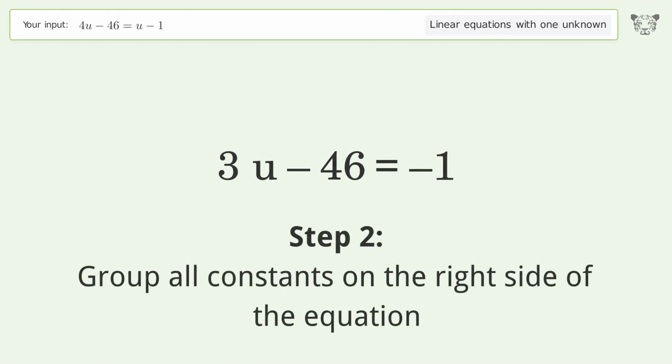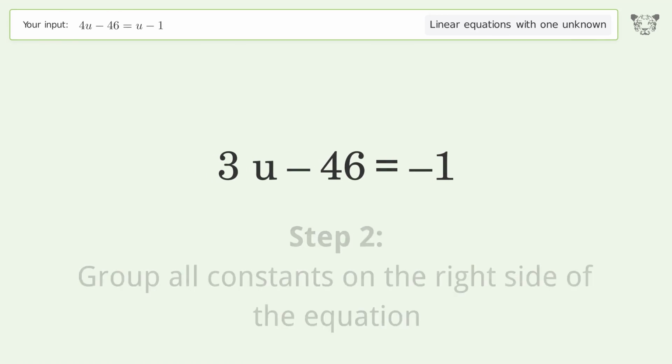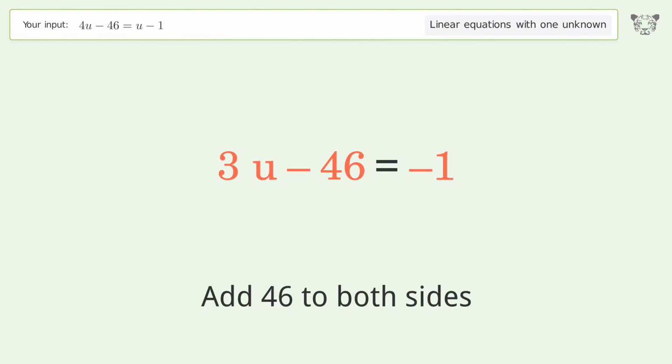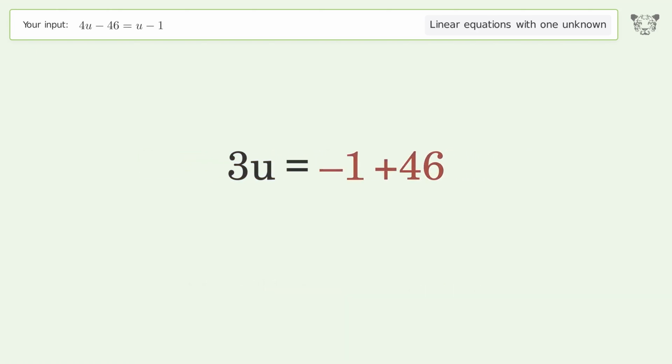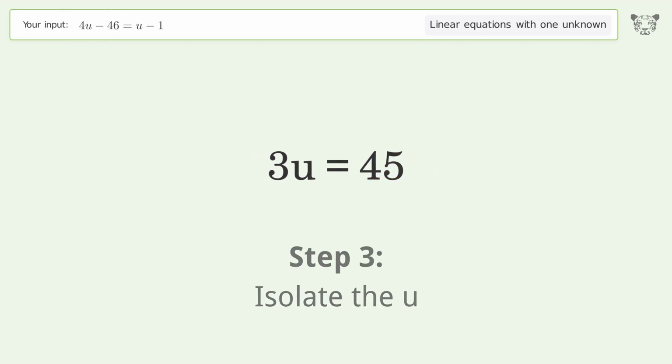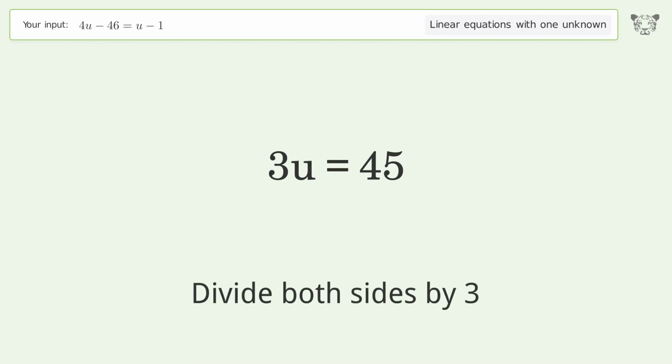Group all constants on the right side of the equation. Add 46 to both sides. Simplify the arithmetic. Isolate the u. Divide both sides by 3.